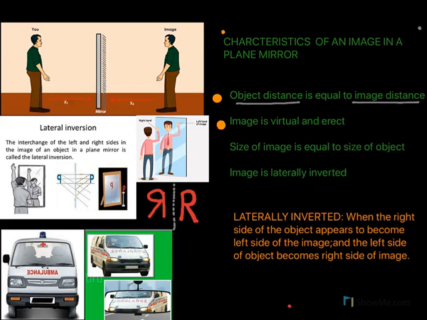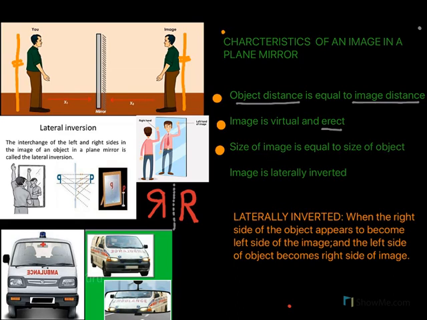Next, the image is virtual. It cannot be captured on a screen, and it is erect. Like you see in the picture, when we see ourselves in the mirror, we see ourselves erect. The next is that the size of the image is equal to the size of the object. So here, this is the image, and the size of the object is exactly equal.